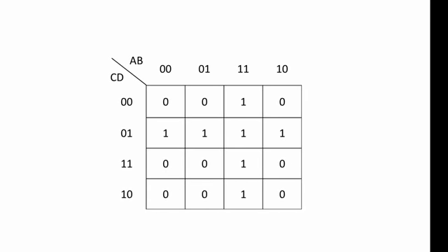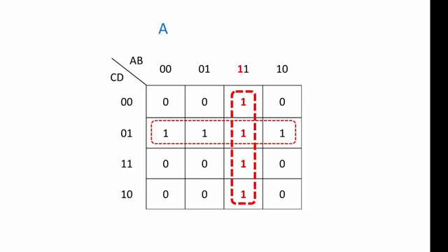We can see we have two groups of ones here. The vertical group always corresponds to a value of 1 for input A, so this group represents A. This group also always corresponds to a value of 1 for input B, so this group represents A and B.